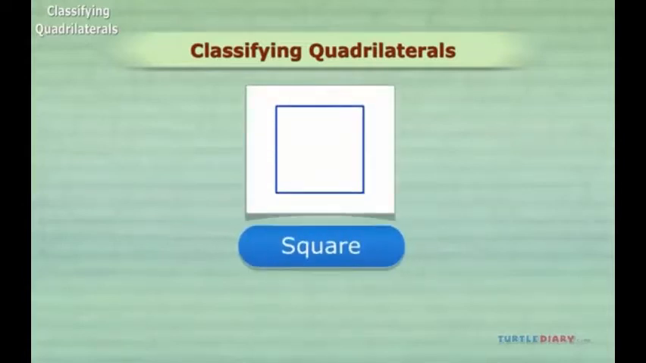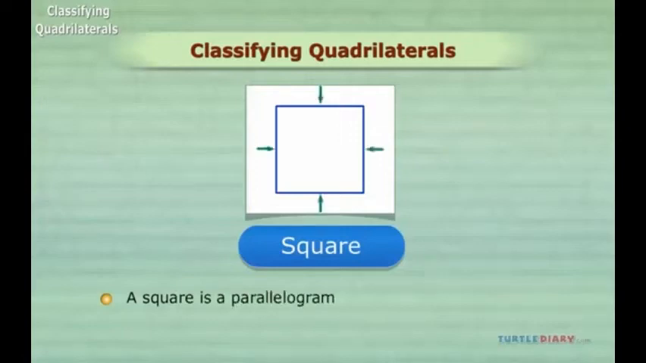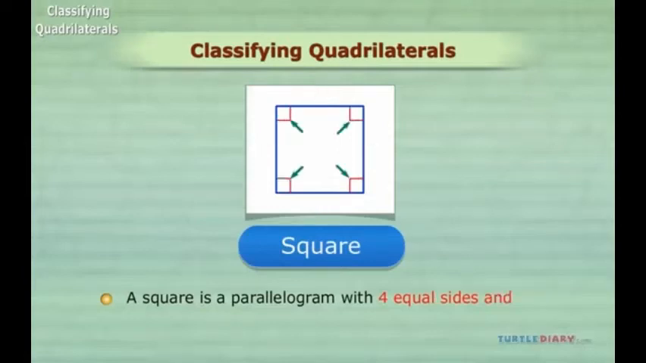3. Square. You should recognize a square, but you might not recognize its definition. A square is a parallelogram with 4 equal sides and 4 right angles. Remember, right angles look like a perfect corner.